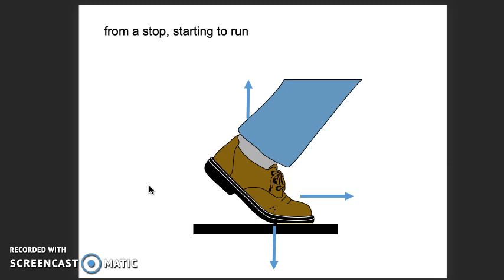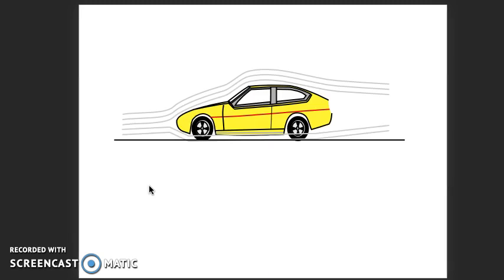Let's do another example. Here is a car moving along at a nice steady speed. It's moving to the left, and these little gray lines represent wind, represent air drag. So I'll put that in as our first force. Air drag is going to oppose the motion of the car. And I claim that there are three other forces acting on the car. See if you can figure them out.